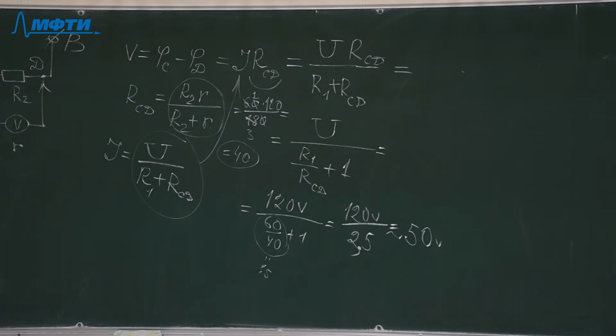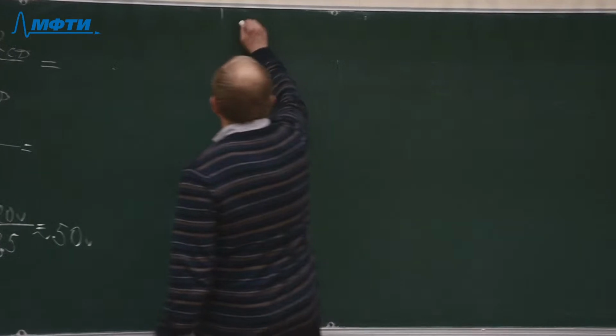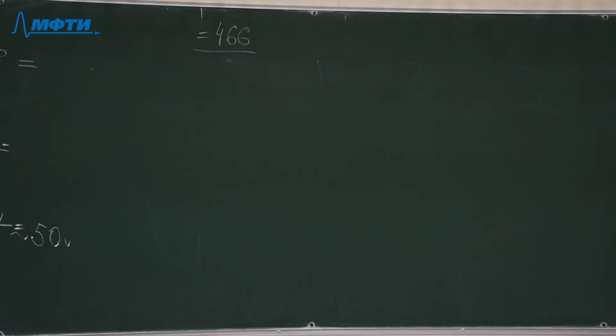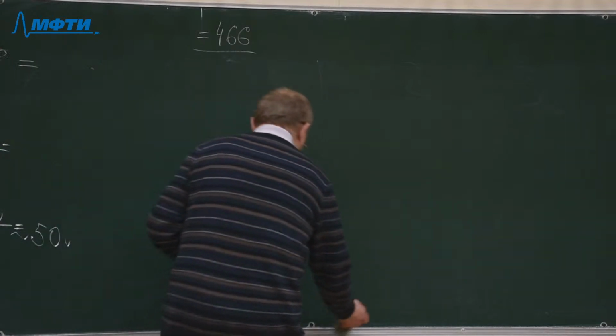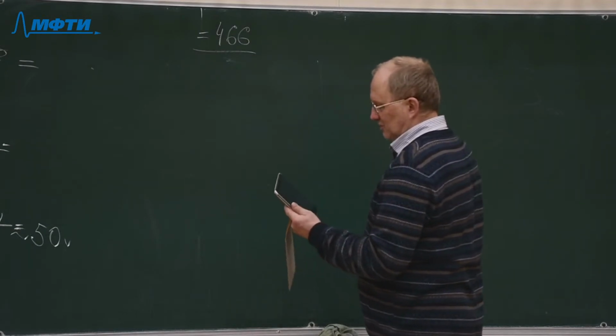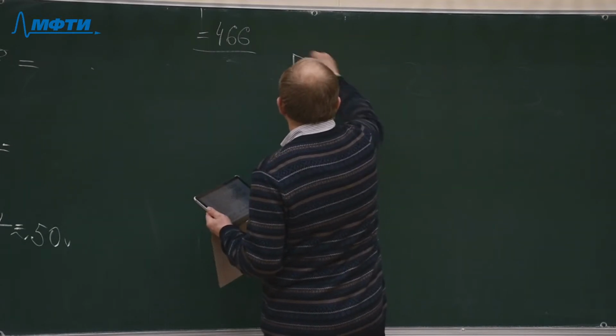And the next problem I would like to consider will be 466. Let it be on another part of the blackboard. Problem 466. Find the resistance of a wire cube when it is connected to a circuit between points A and B. So we have a cube made of wire.